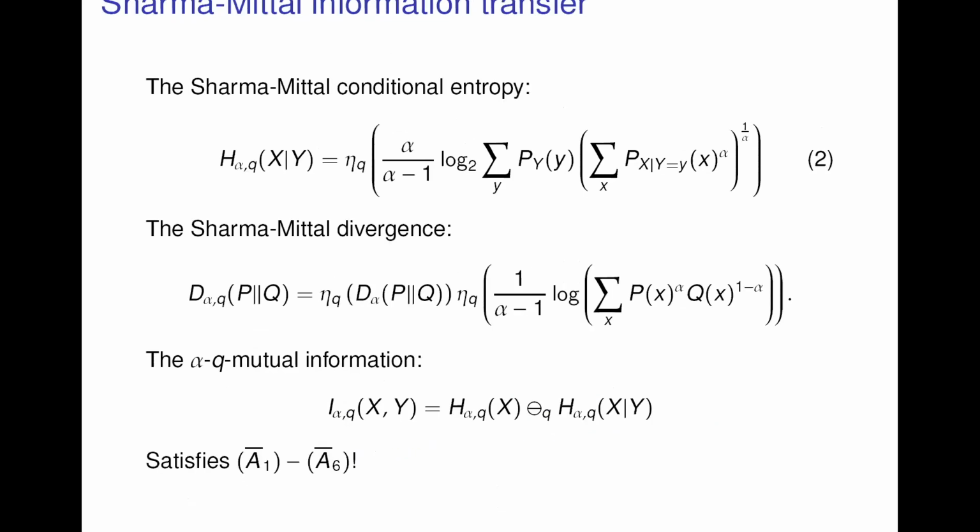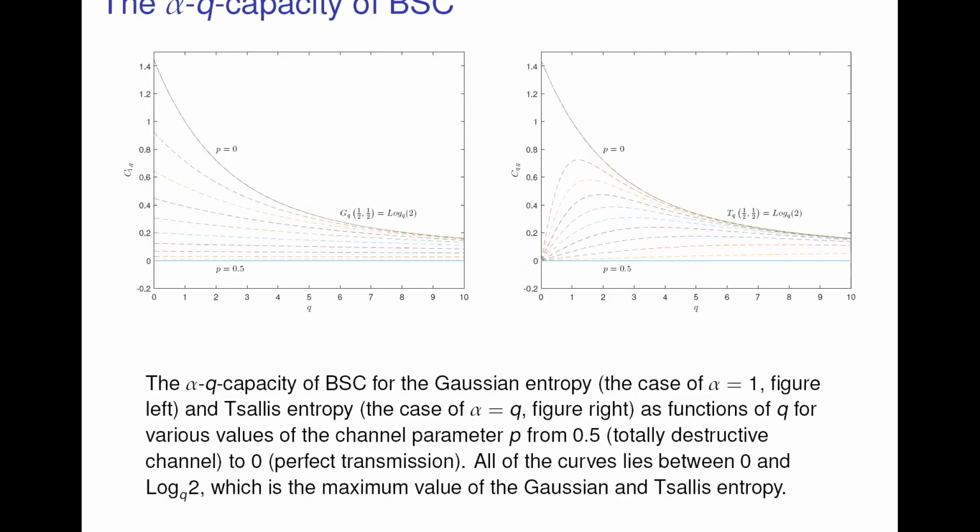Okay, Sharma-Mittal information transfer will follow straightforwardly by replacing corresponding information measures with Sharma-Mittal information measures, and here are some graphs showing the behavior of Sharma-Mittal capacity, which is maximal Sharma-Mittal information transfer. What can we observe here? Let us go to the left graph.